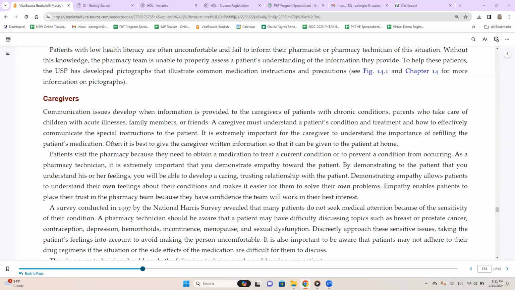Communication issues develop when information is provided to the caregivers of patients with chronic conditions, parents who take care of children with acute illnesses, family members, or friends. Caregivers must understand a patient's condition and treatment and how to effectively communicate the special instructions to the patient. It is extremely important for the caregiver to understand the importance of refilling the patient's medication. Often it is best the caregiver have written information so that it can be given to the patient at home.